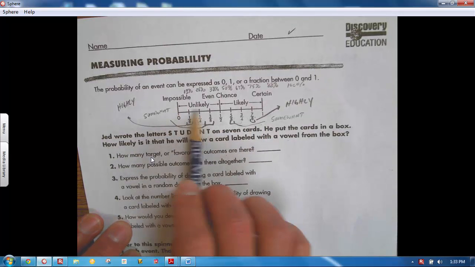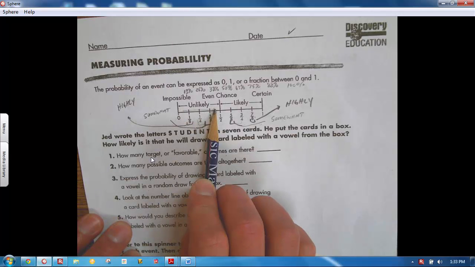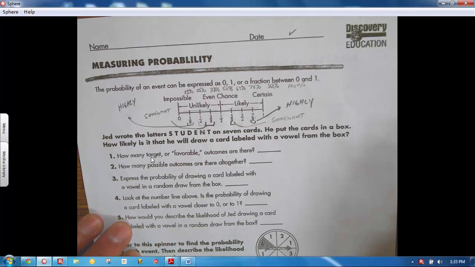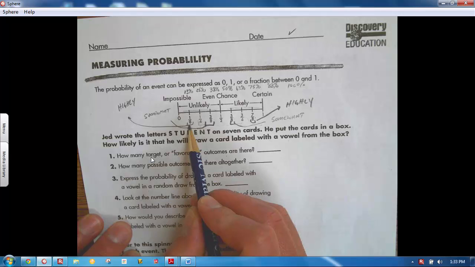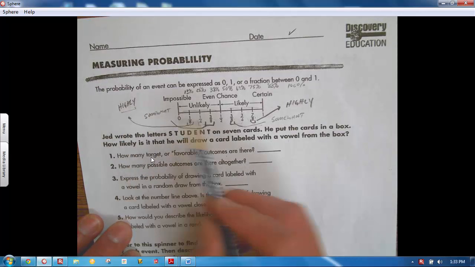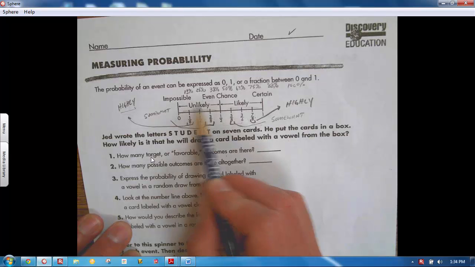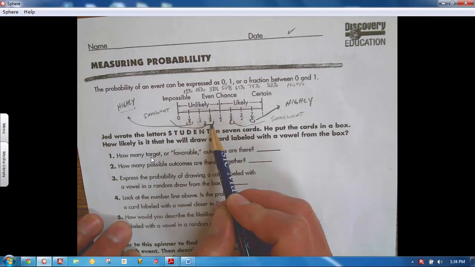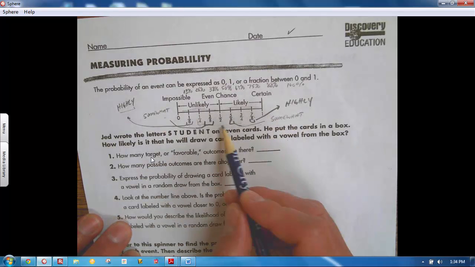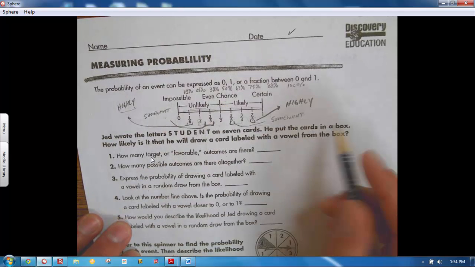Down here underneath the half, we call that unlikely, and above the half we call it likely. But I wanted to actually break that down a little bit more. So the 1/8 over here, we're going to call that highly unlikely. The quarter, we're going to keep at just unlikely. And then the 3/8 is going to be somewhat unlikely. The half here, that's our even chance, or 50-50.